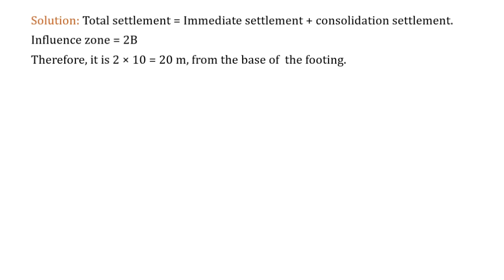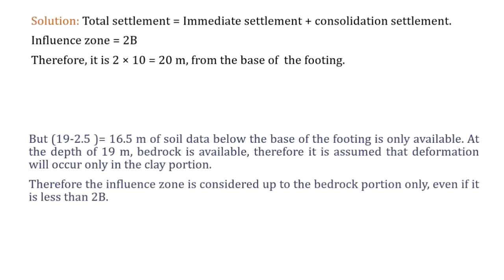Now, coming to the solution part, we know this already that total settlement will be having two components. One is immediate settlement and one is consolidation settlement. Then influence zone, this is also we know that influence zone will be 2 times the width of the footing. In this case, it is seen that data is available for 16.5 meter only from the base of the footing.